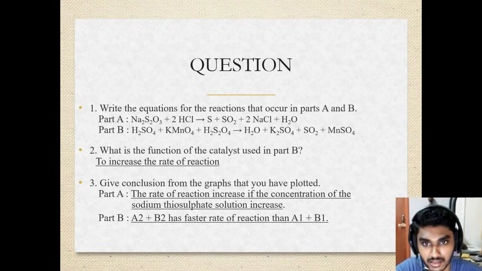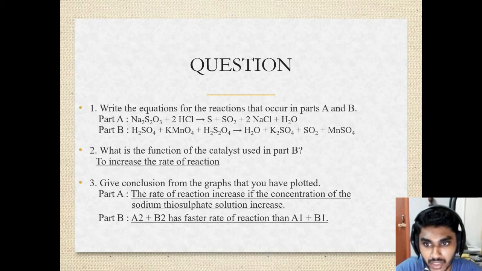The next is the questions. First one, the equation for part A and part B. For part A, it is Na2S2O3 plus 2HCl will convert to S plus SO2 plus 2NaCl plus H2O.